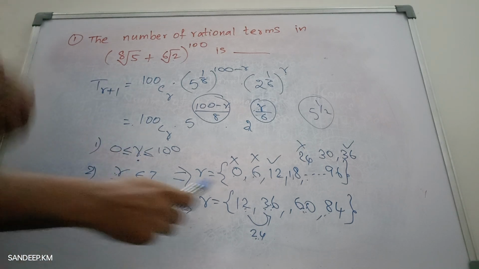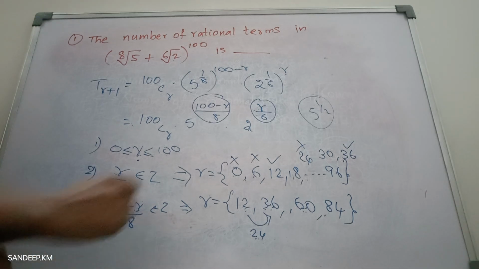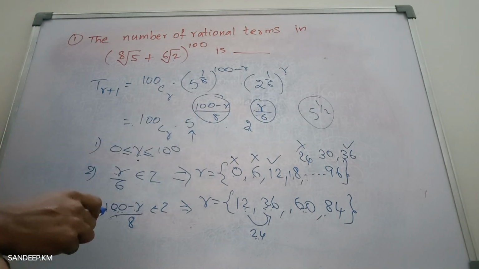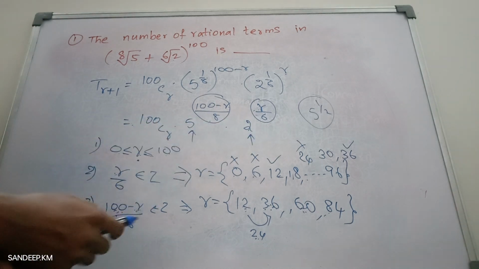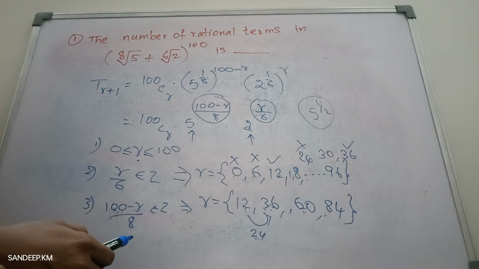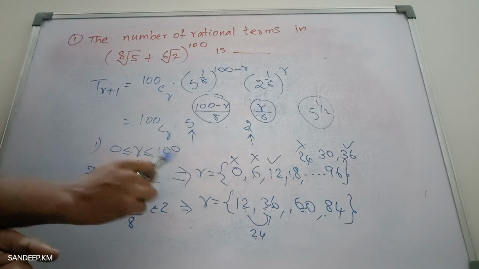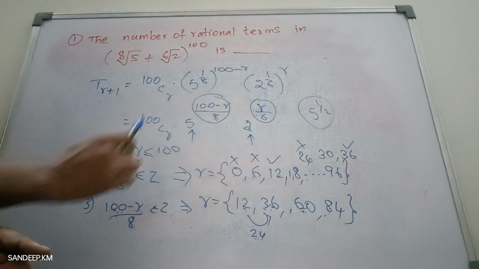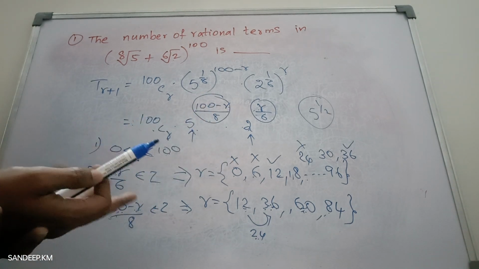Why? Only for these values of r, the power of 5 is an integer, the power of 2 is an integer, which means that this is an integer. Of course, it is an integer and at the same time a rational term. This also becomes an integer. So the overall value will become an integer or rational term. So I hope you understood this. Only for these values of r, the power of 5 is an integer and the power of 2 is an integer, which means that the overall term will be what? Integer into integer into integer. So it is an integral term and at the same time a rational term.